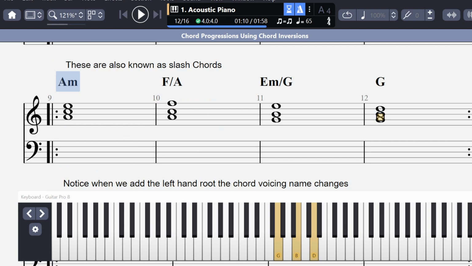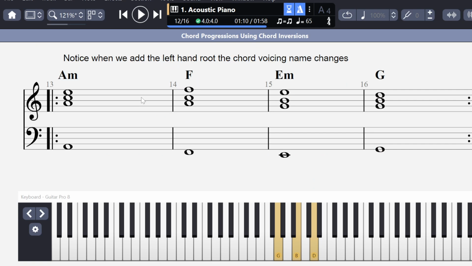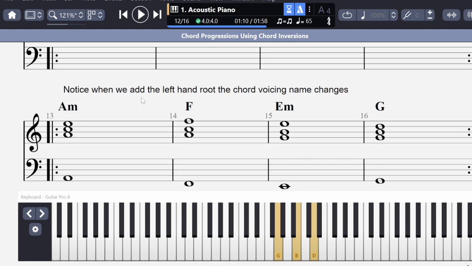Okay, so let's look at the last exercise. So this is now putting in the left hand as the root note. Now notice there's no slash chords here, and I'm still using inversions. Well, the point is that my right hand is playing inverted chords to make it easier, but my left hand is keeping to the root notes of the chord to keep it as a root chord.